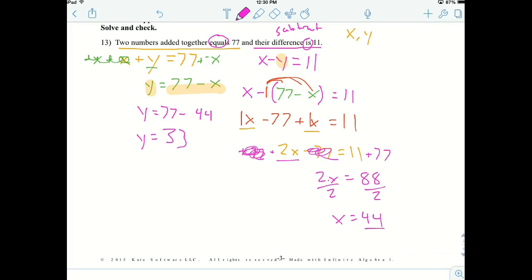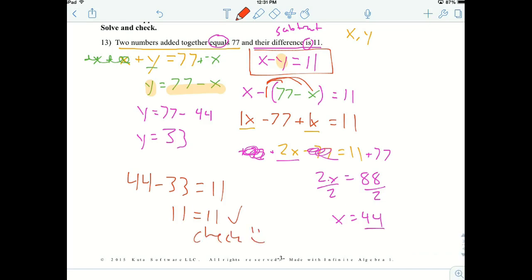If we want to check these answers, we're going to plug it into the equation that we started out with, which is this one right here, the one that we didn't solve for y. And we're going to take x minus y and equal it to 11. So if x is 44 minus y is 33, then the answer should be 11, and 44 minus 33 is in fact 11, so it does check out.